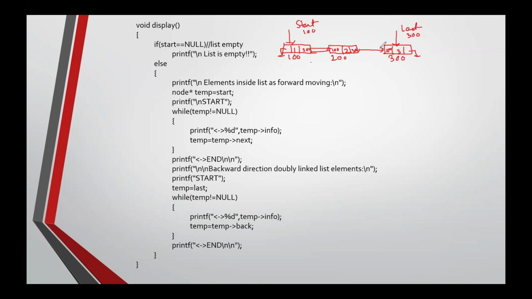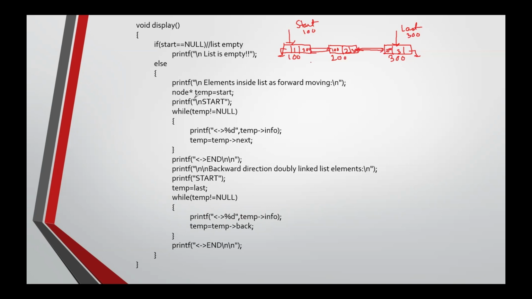We have to print the information. Printing means we can print 1, 2, 3 or 3, 2, 1, because movement is possible in both ways. That's why we can print the double linked list either in the forward direction or the backward direction. If start equals null, this is the condition for the empty list. Else, data is present, so this is the case right now, and the output will display the elements inside the list in the forward direction.